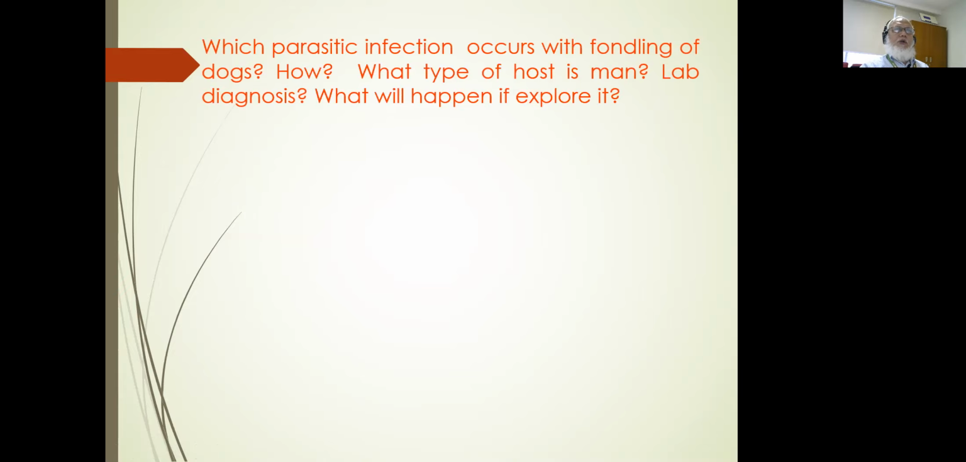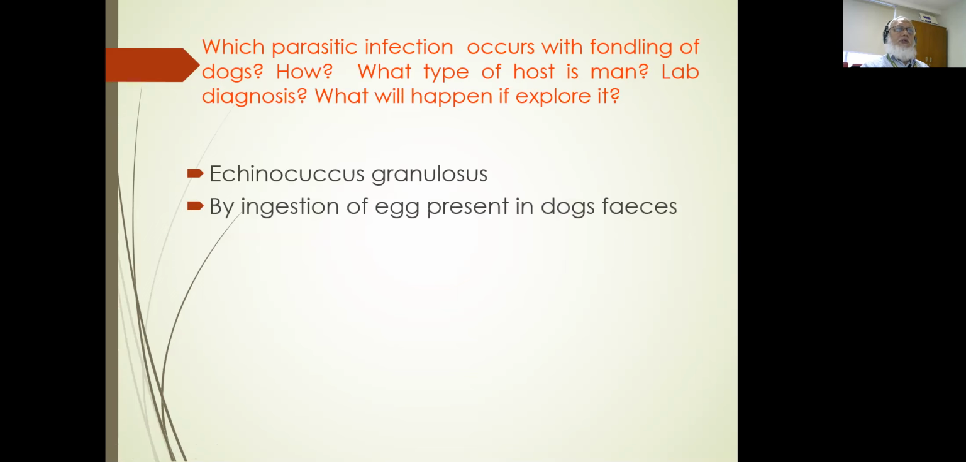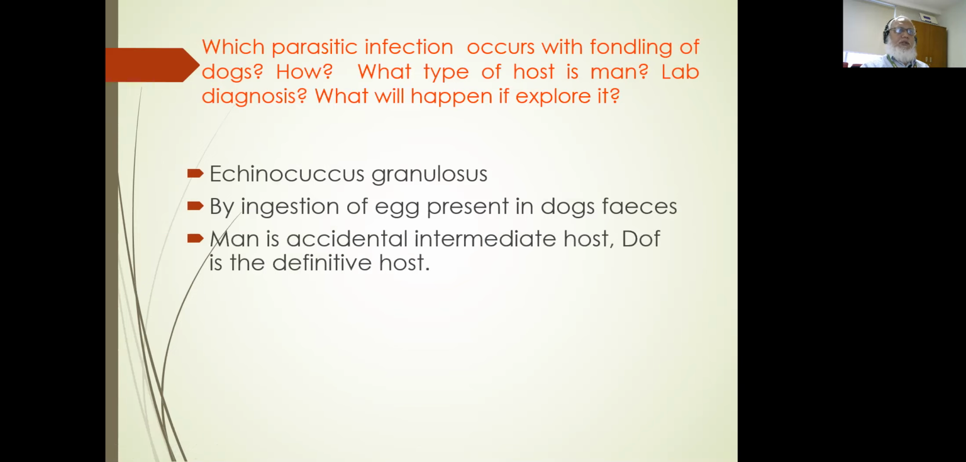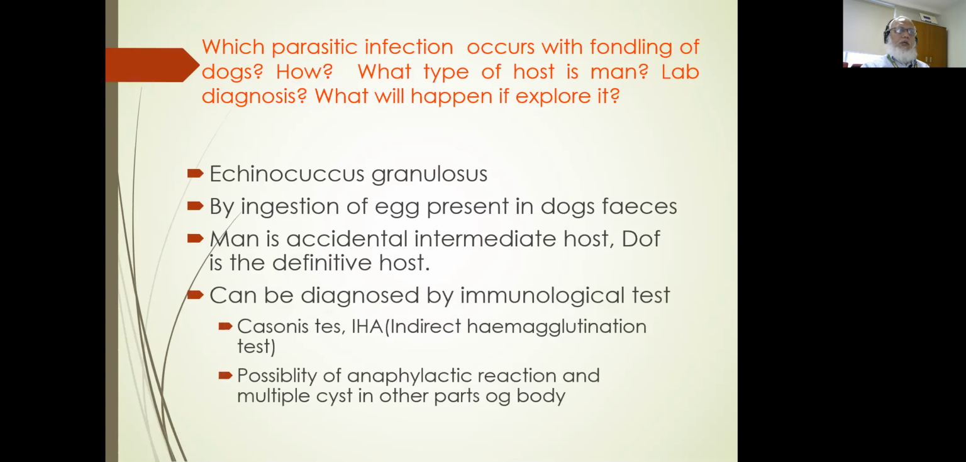Which parasitic infection occurs with fondling of dogs? How, and what type of host is man? Echinococcus granulosus infection, or hydatid cyst, by ingestion of eggs present in the dog's feces. Man is the accidental intermediate host and dog is the definitive host. They can be diagnosed by immunological tests like Casoni's test and indirect hemagglutination test.